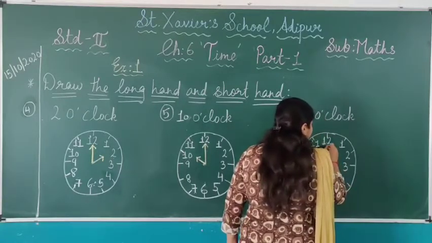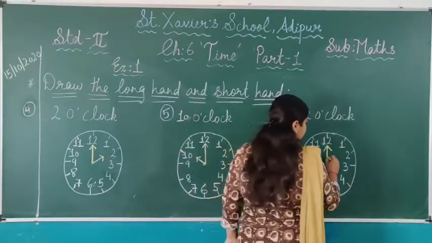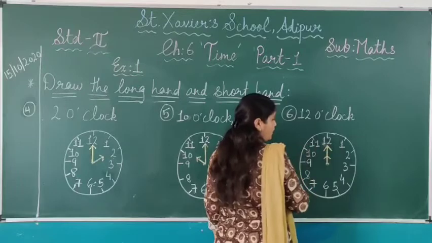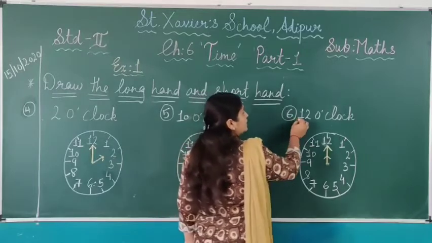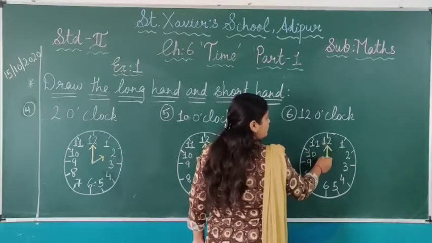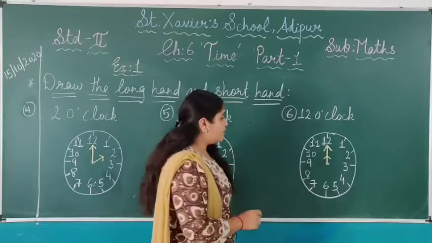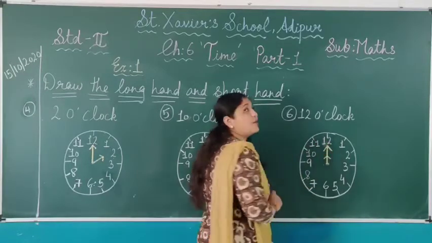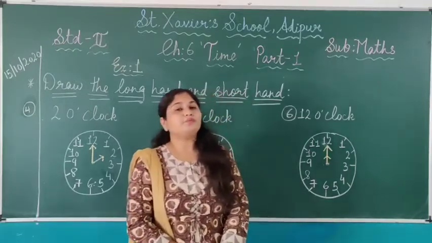So, first of all, we have drawn the long hands. Here, we have drawn the long hand. Now, short hand. Short hand will be like this. Okay, so this is the short hand and this is the long hand. This way, you have to draw the hands, right? Question is 12 o'clock, right? Students, at this time only, both the hands will be at the same number, here the same number is 12, so short hand bhi 12 ki taraf hoga and long hand bhi 12 ki taraf hoga, right?